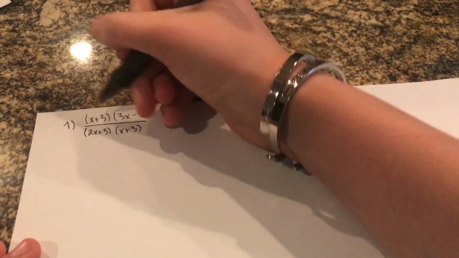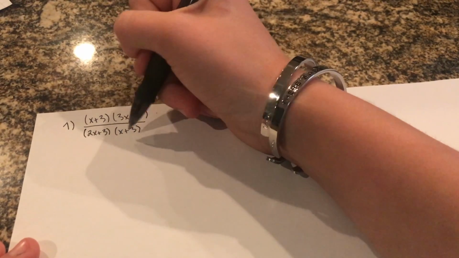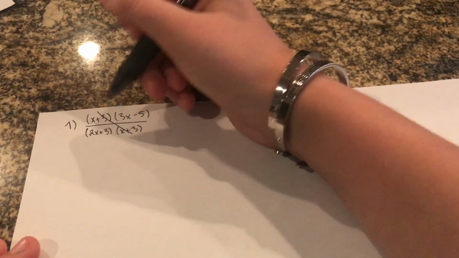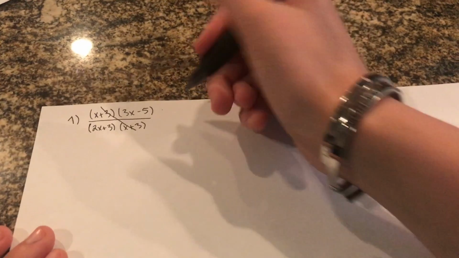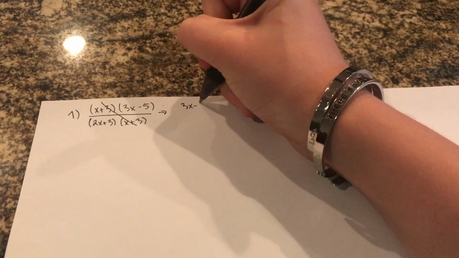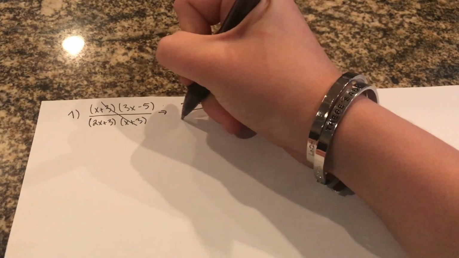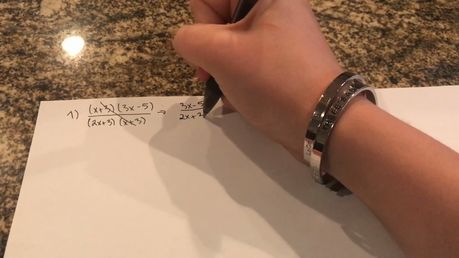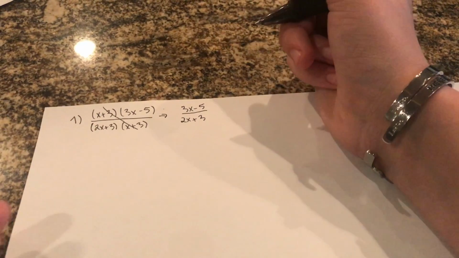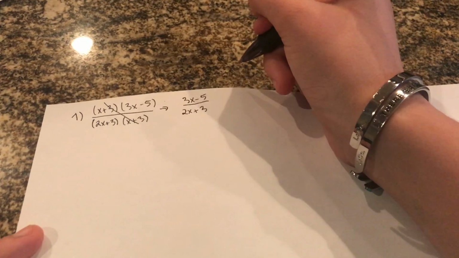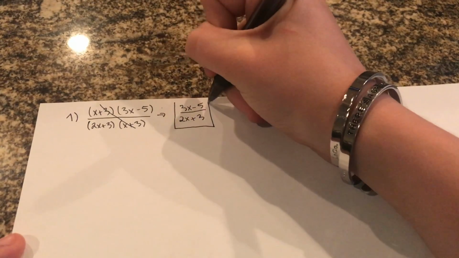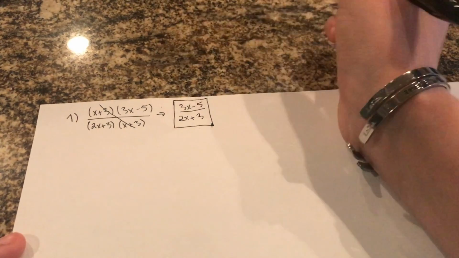In this one, you can see we have an x plus 3 in the numerator and the denominator. So you can go ahead and cancel those out, and that gets rid of them. What you're left with is 3x minus 5 over 2x plus 3. Now you can't cross anything else out, so this right here is your simplified version.